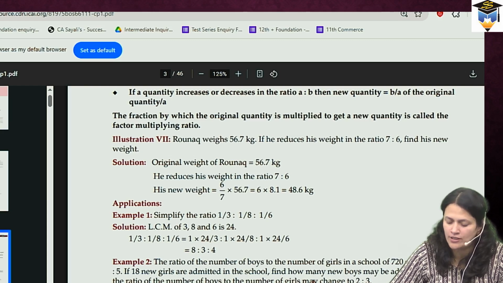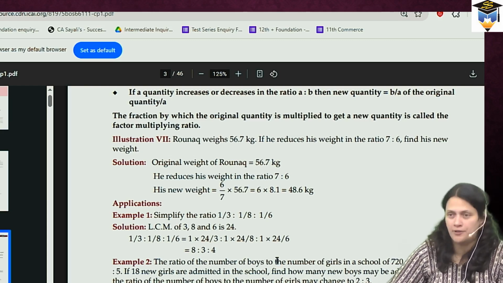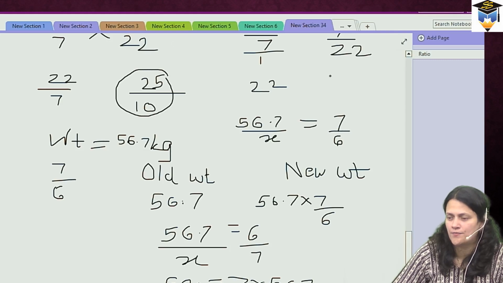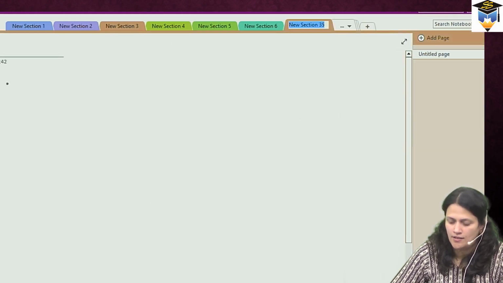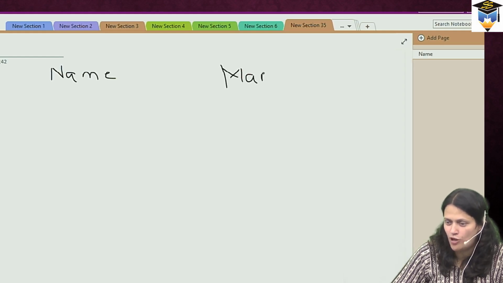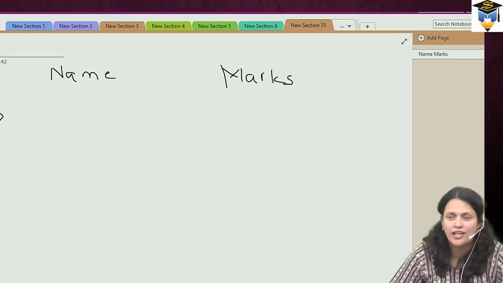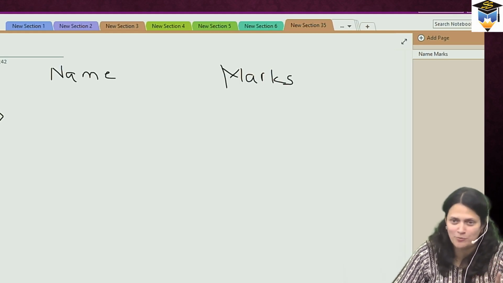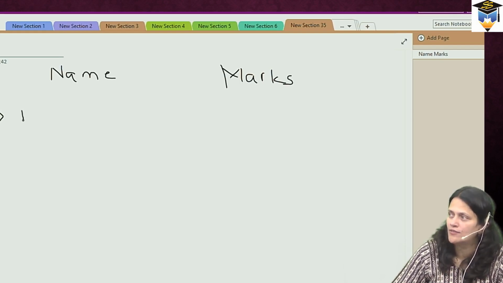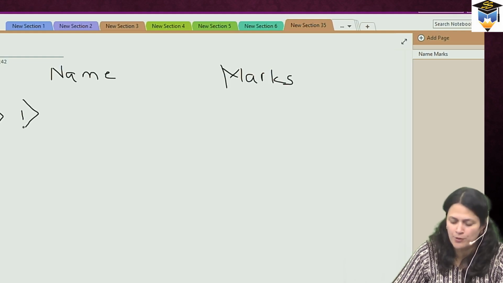Now, just write down. Right now, I am giving the chapter-wise weightage for each chapter in CA Foundation. So write down the name of the chapter and the marks allocated. So make two columns. First chapter is going to be ratio and proportion. I'm going to dictate the name of the chapter, okay? First chapter, write down ratio and proportion.